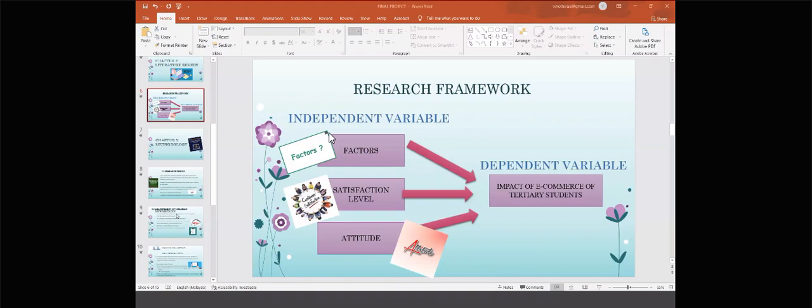Or you just want to look at attitude or satisfaction level towards attitude, meaning that satisfaction level is your IV and dependent variable is your attitude. But we cannot simply put the IV and DV. It must come from previous studies. Can, Vinotira? Okay, doctor, thank you.